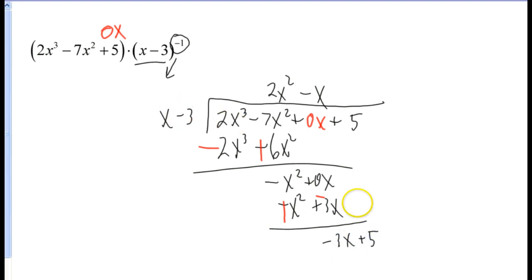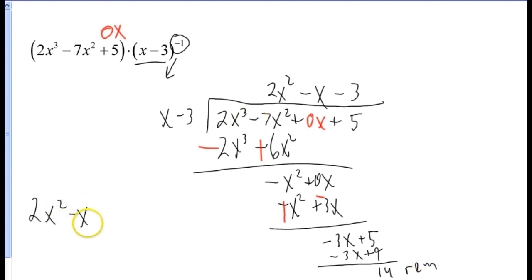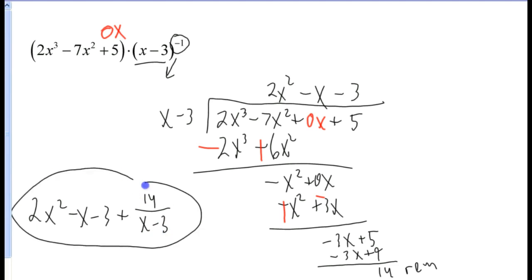And x times what is negative 3x? So I'd say minus 3. And we have negative 3x plus 9. We get 14 is our remainder. And so our final answer would be 2x squared minus x minus 3 plus 14, our remainder, divided by the divisor of x minus 3. So again, we did not find a factor. If that was 0, we would have found a factor here.